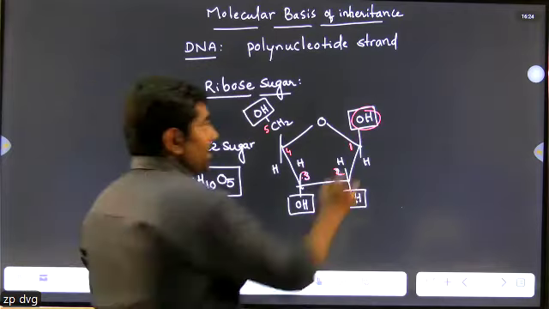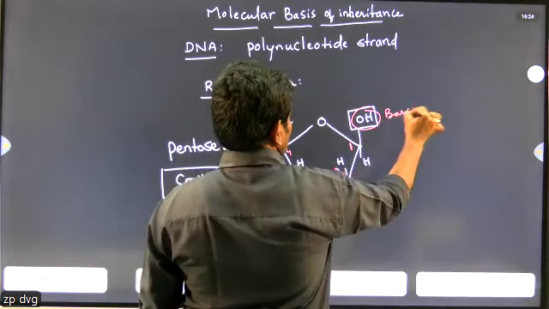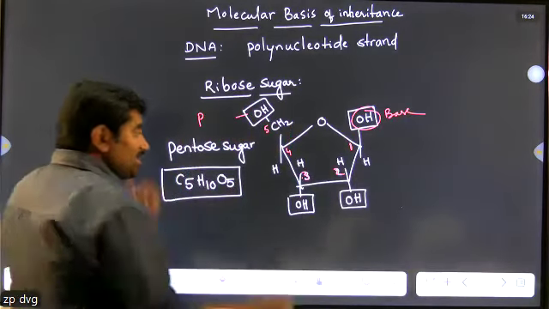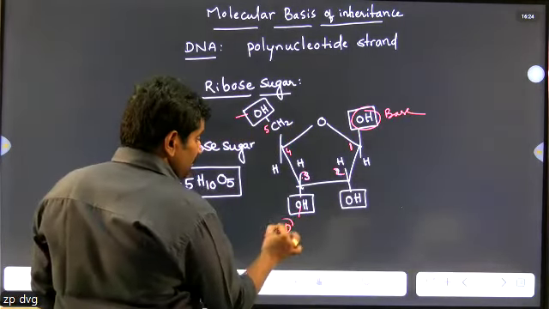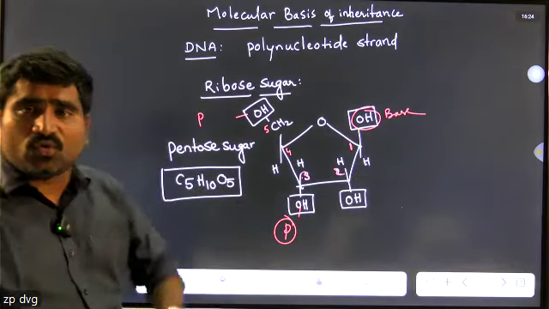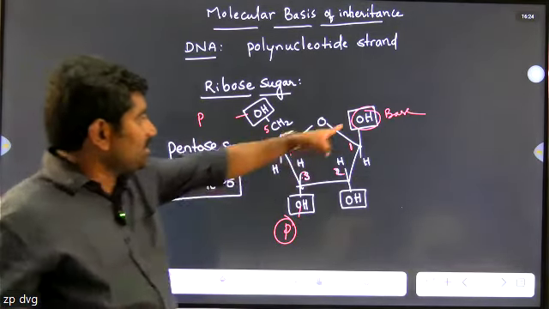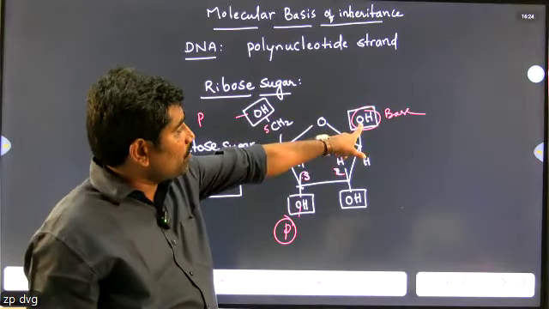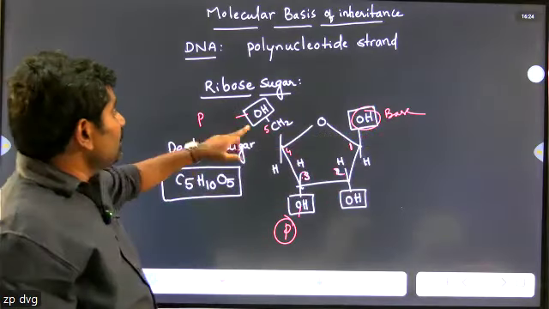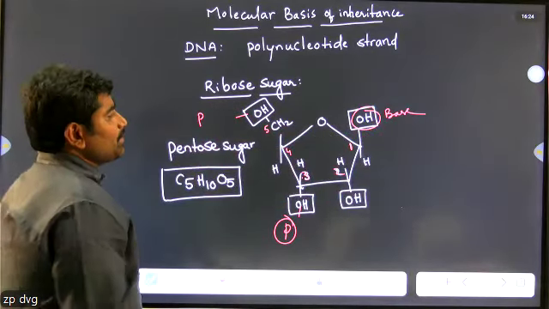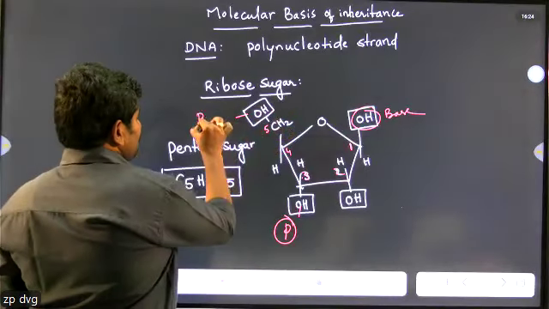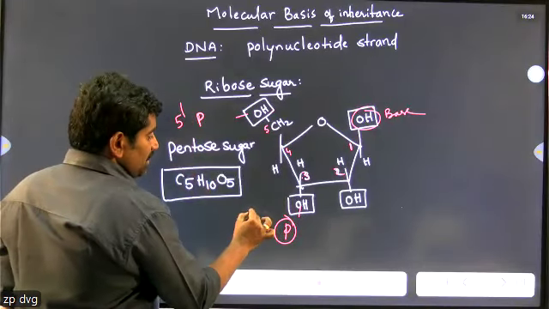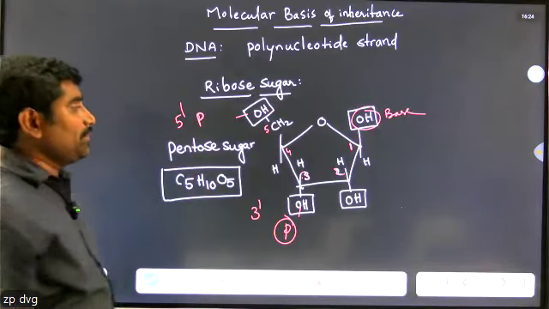This will be replaced by base, and this will be replaced by one phosphate, and this will be replaced by another phosphate which is present at the 5' end of another nucleotide. So these three will be replaced by different things. The first carbon OH group is replaced by base, and the fifth carbon OH group is replaced by phosphate. That's why it is called the 5' end. The third carbon OH group is replaced by another phosphate, that is the 3' end.